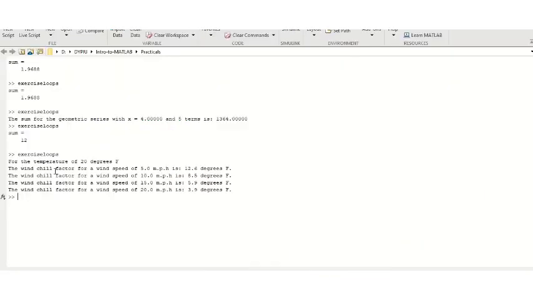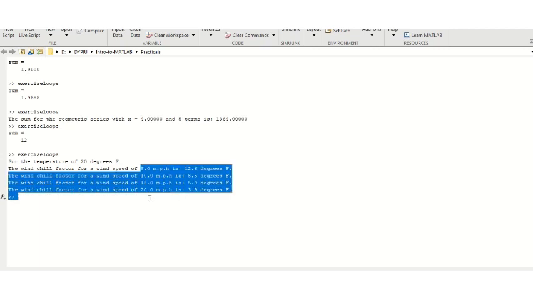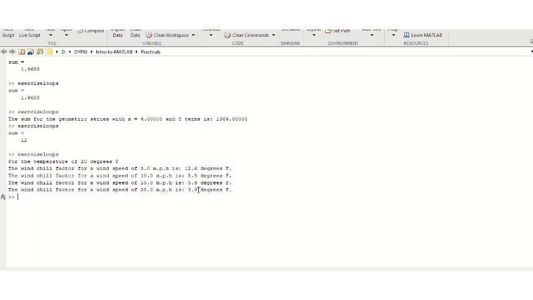See, the wind chill factor, first it is showing for the temperature of 20 degrees, the wind chill factor for a wind speed of 5 miles per hour is 12.6 degrees. Okay, and then it's moving on to the new line, and it's calculating for 10 miles per hour, 15 miles per hour, and 20 miles per hour. These are the inputs, and these 8.5, 5.9, 3.9 are the calculated WCF values. Okay.